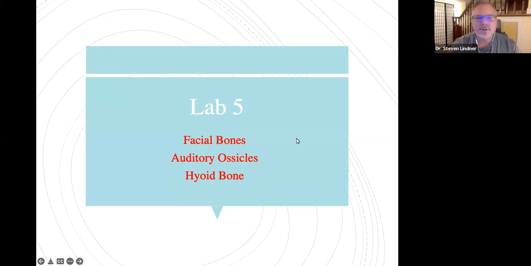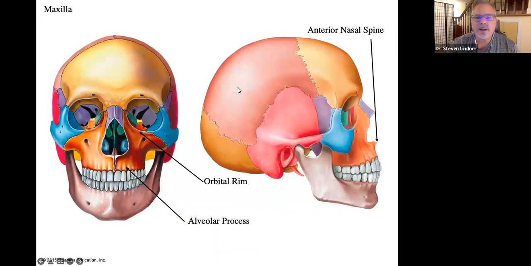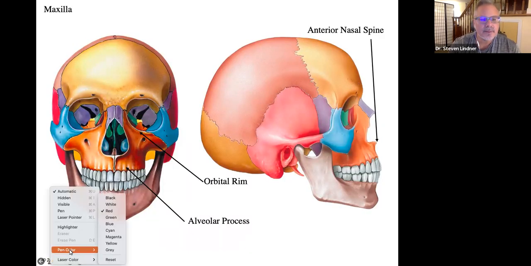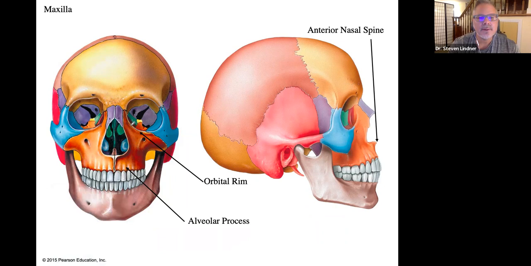Okay, in this portion, we're going to be looking at facial bones, auditory ossicles, and the hyoid bone. So here, when we look at the eye and the orbit, right up here, this bottom portion, let me get my marker on here, the pen. Let's use black right here. So this section on the underneath portion is called the orbital rim.